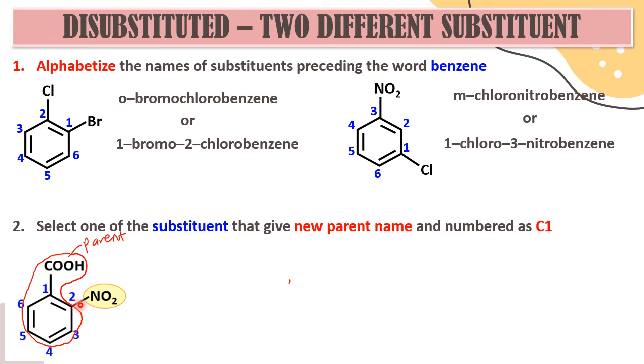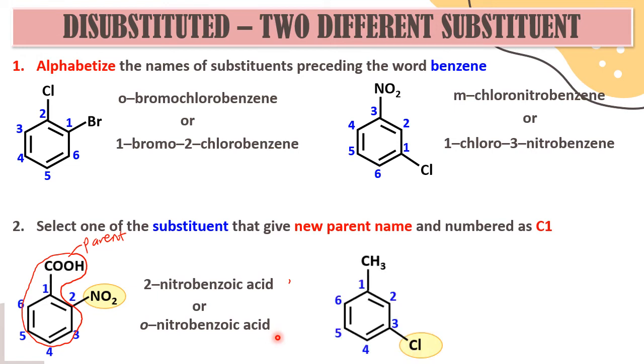So now, instead of benzene, we're going to change the parent name. It will be 2-nitrobenzoic acid if we use numbers, or since it's 1 and 2 position, ortho-nitrobenzoic acid. Okay, so I give you another example.